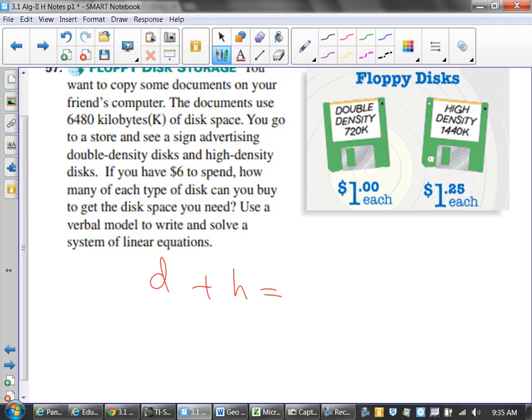Anyway, so you've got two types of disks. You don't know how many of them you're going to spend, but you know that one of them is $1 for the double density, and the other one is $1.25 for the high density, and the total amount spent has to be $6. Okay? Do you agree on that?